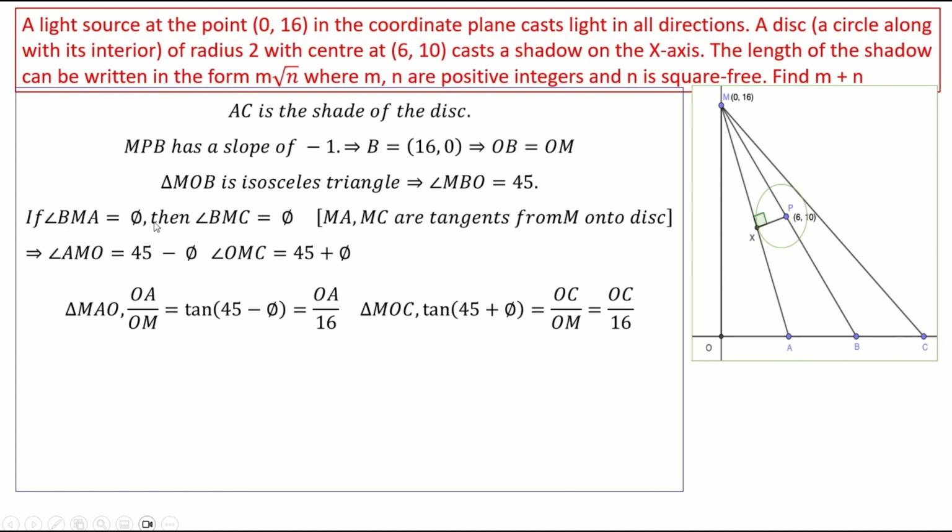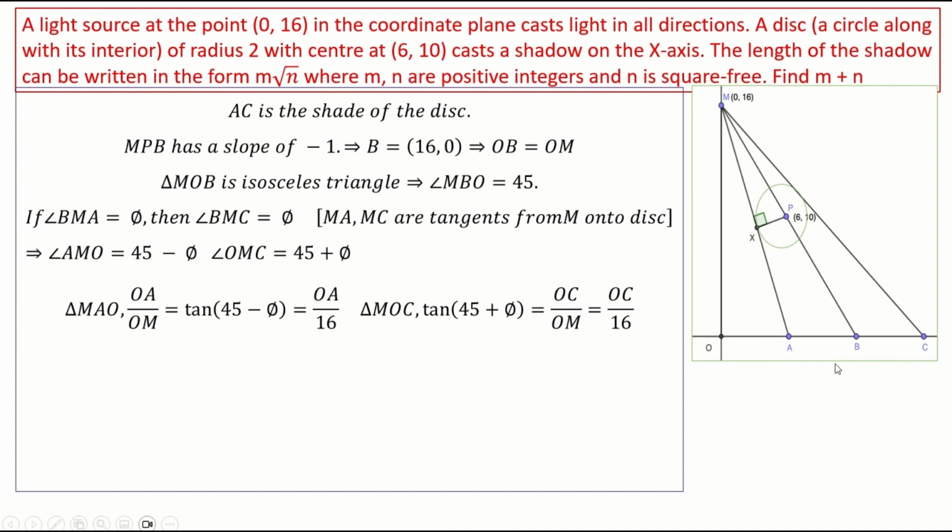If I assume angle BMA is phi, then BMC also will be phi, because MA and MC are tangents to this circle from the same point, so both angles will be the same, phi. Now AMO is 45 minus phi, because this whole angle is 45 degrees. And OMC is 45 plus phi.